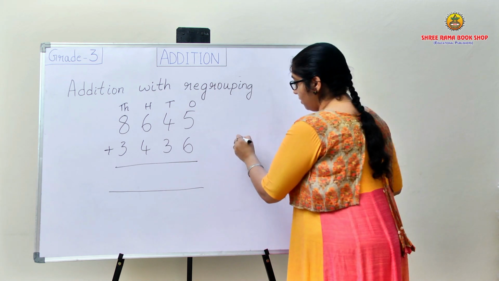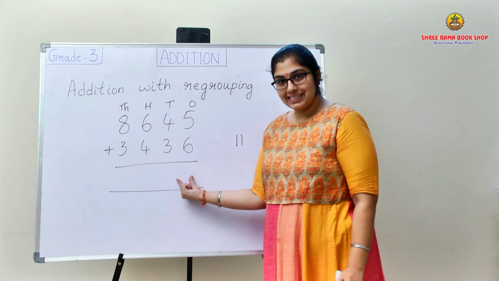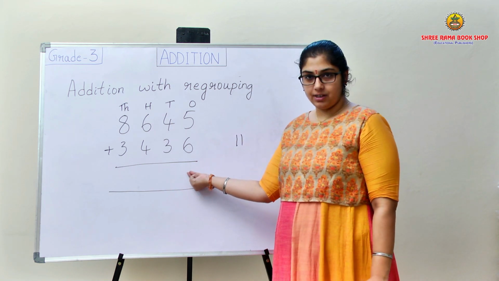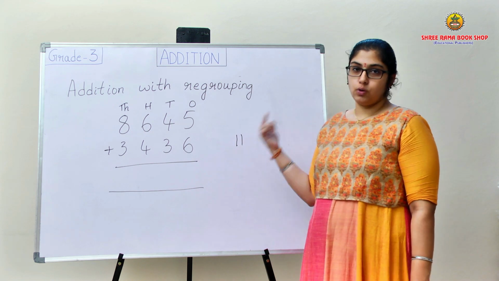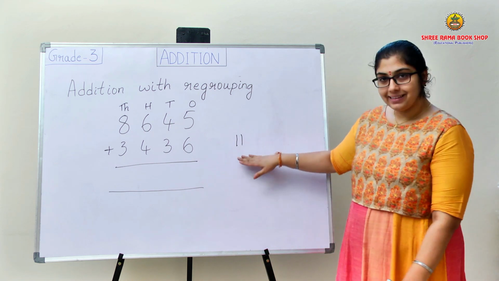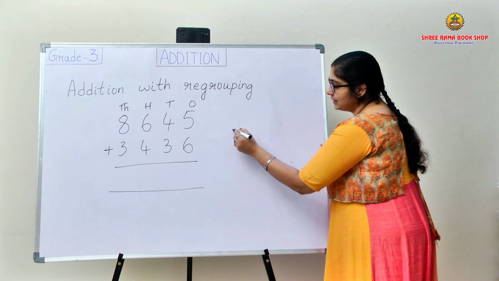So I have 11. Till now I had only single digits, that is the reason I have written here. But I have here 2 digits. So what should I do? I will take this 2 digit number, ones and tens.